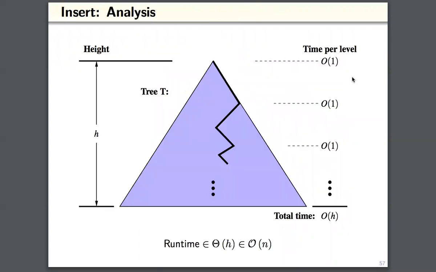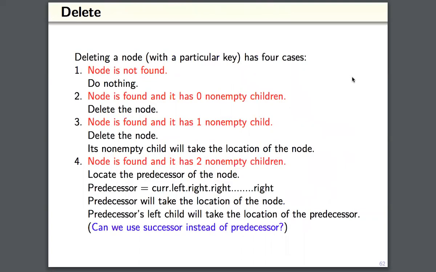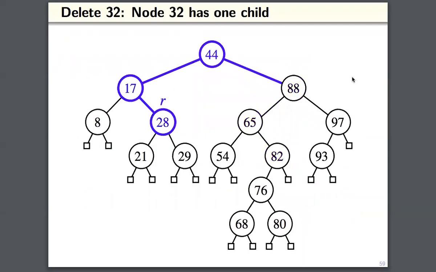Now let's take the case, see, this is simple. If the node is not found, there is nothing to be done. Do nothing. If the node is found and it has 0 non-empty children, that means it is a leaf node. If it is a leaf node, it is dead easy. Delete that node. Done. If the node is found and it has 1 non-empty child, that's what we cover here.